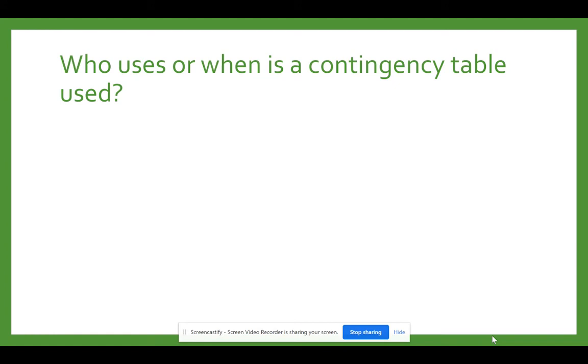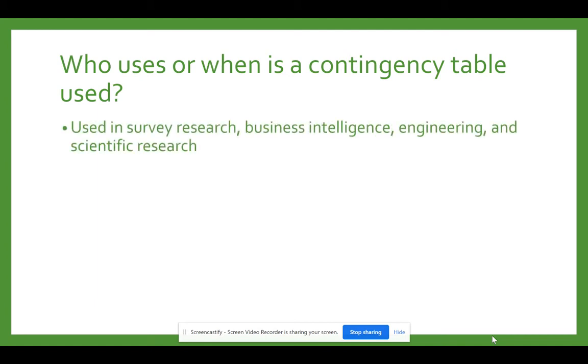But let's talk first about who uses this. Why do you care? Why do we need to talk about contingency tables? Contingency tables are used across a number of different industries and businesses: in survey research, business intelligence, even within engineering and scientific research.